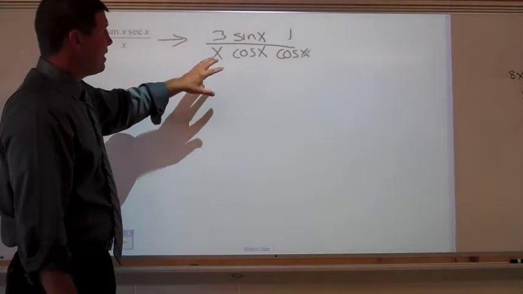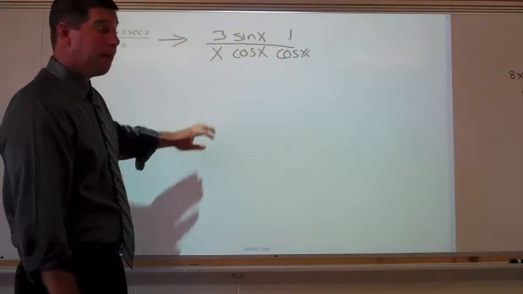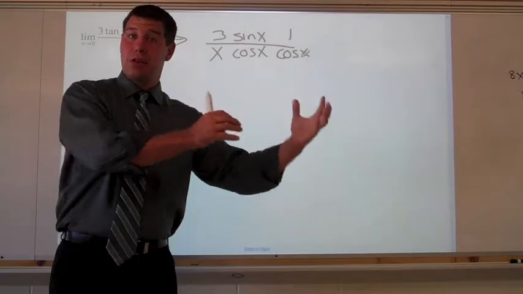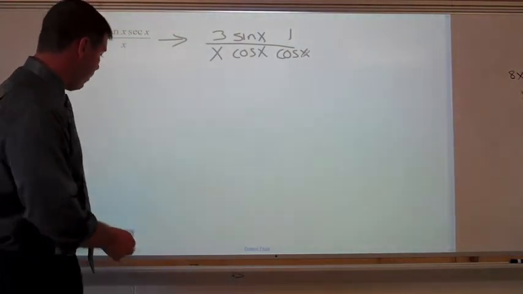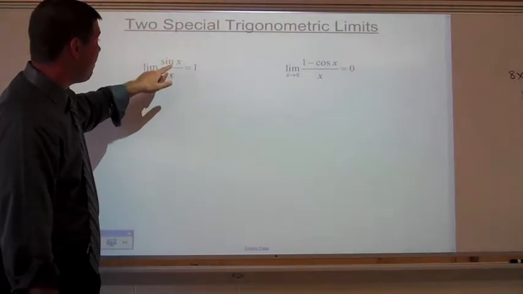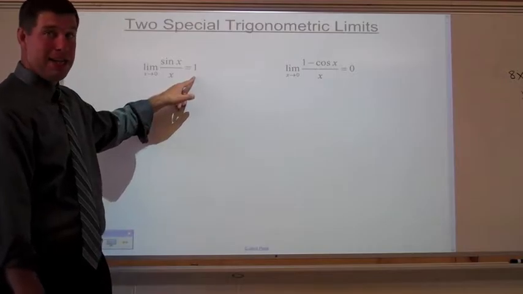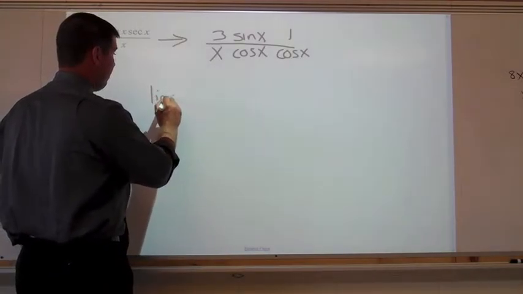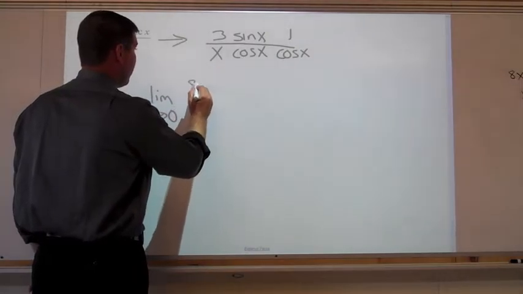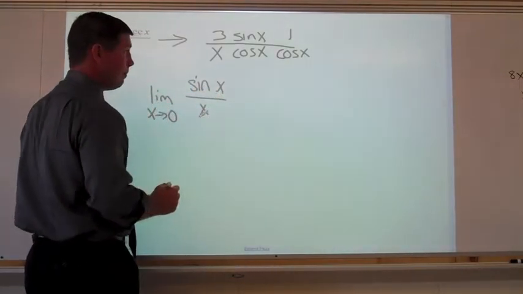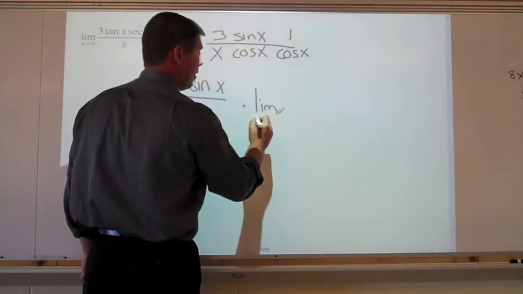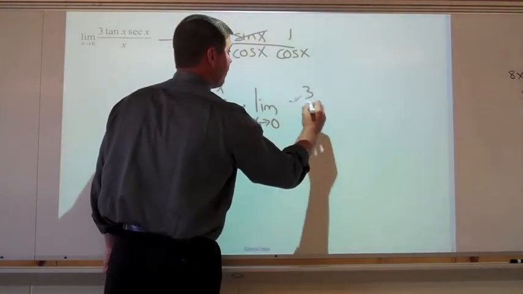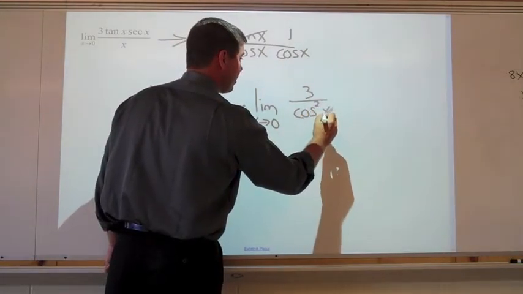Now, we can separate this because of those properties of limits we saw in the beginning. You can take two functions and multiply them together, and take their limits and multiply them together. So what I'm going to do is I'm going to break this up. Looking back, if I have something in the form of sine of x over x as x approaches 0, I know what that limit is, so I want to try to find that. Have a sine of x, have an x. So I'll rewrite this as the limit as x approaches 0 of sine of x over x times the limit as x approaches 0. Sine of x and the x are gone. I'm left with a 3 on top and a cosine squared of x in the denominator.